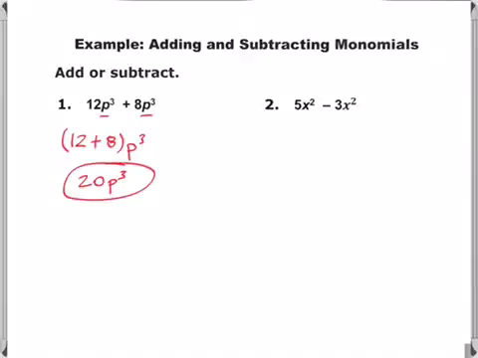We'll do the same thing in 2. We've got 5x squared minus 3x squared. The x squareds are like terms, so we'll subtract, in this case, their coefficients. So 5 minus 3 gives us 2, so we've got 2x squared as our new monomial.